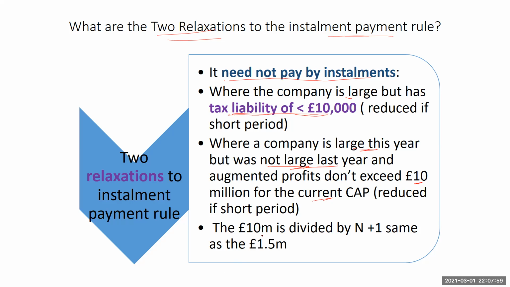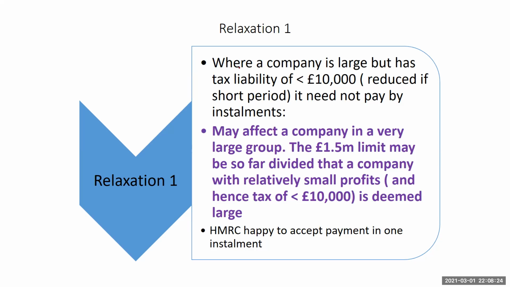As usual, we'll have 10 million under the scenario where it was large this year, not large last year, and divide by N plus 1. So we're going to pick it one after the other. We'll treat this as one scenario, and we'll come back to treat this as a second scenario using some case studies or an example. All right, let's continue. So under relaxation 1, the company is large, but has tax liability of less than 10,000.